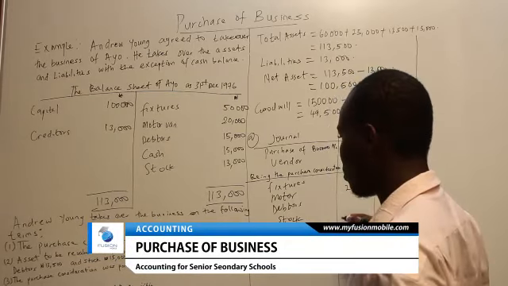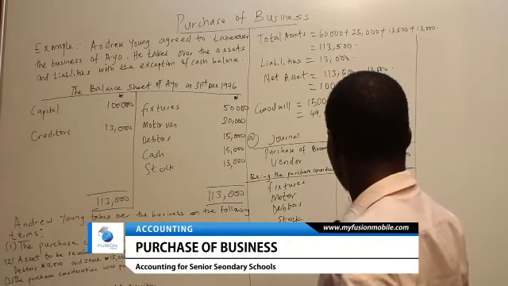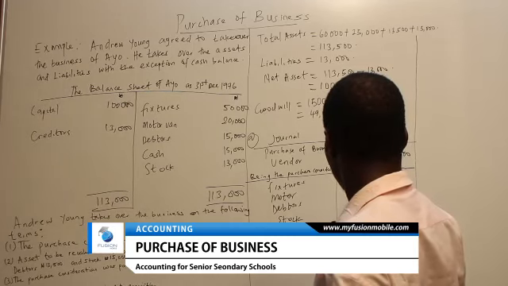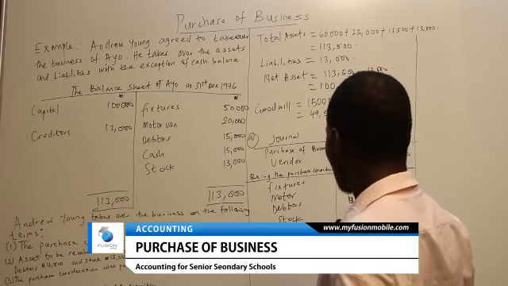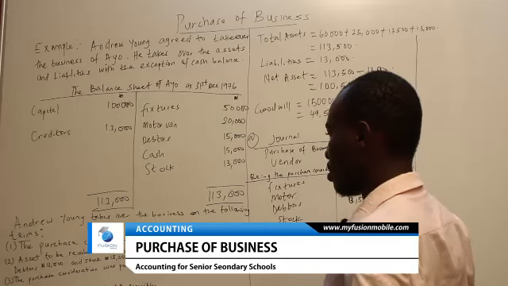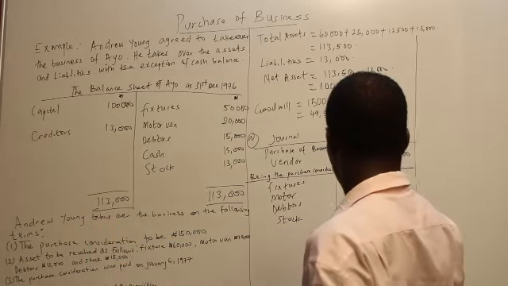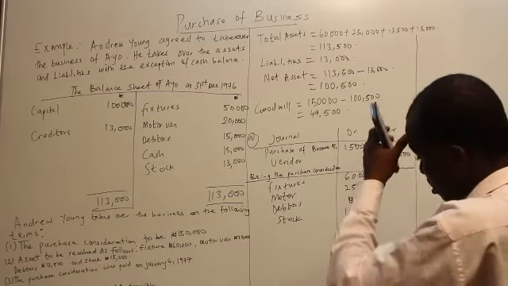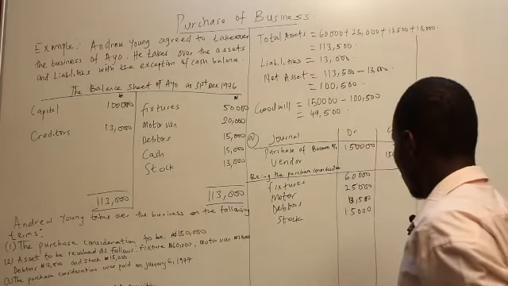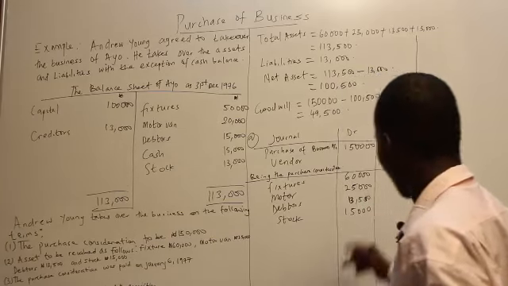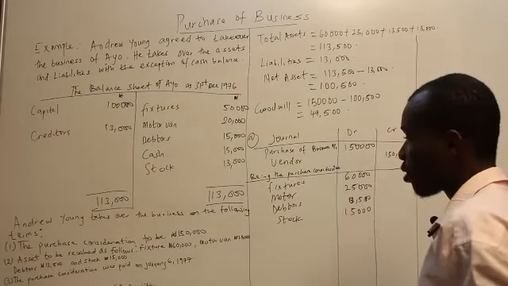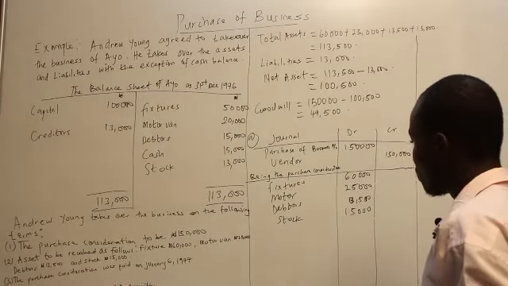We have 13,500. Also we have 15,000 there. Okay, these are the assets taken over. We are going to credit purchase consideration.